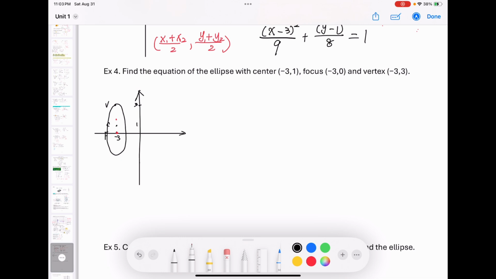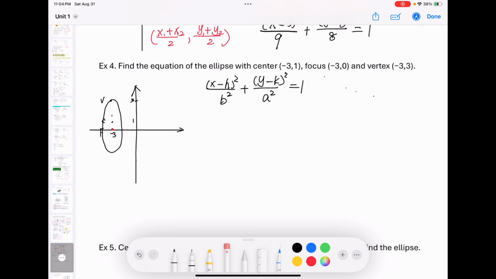Let me put the paper here. Okay, so we have (x minus h) squared plus (y minus k) squared is equal to 1. So vertical, that means y. So under the y, we have a squared, and then b squared is under the x. So what is the a, what is b, what is the center? The center is given as negative 3, 1. So we can plug it in.